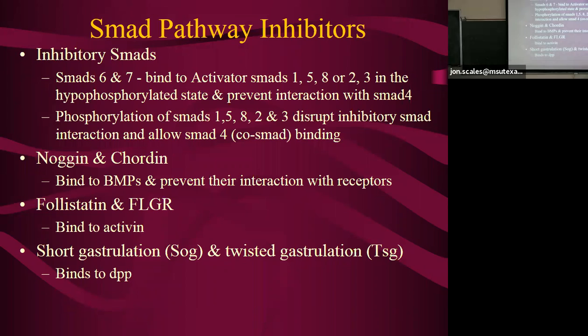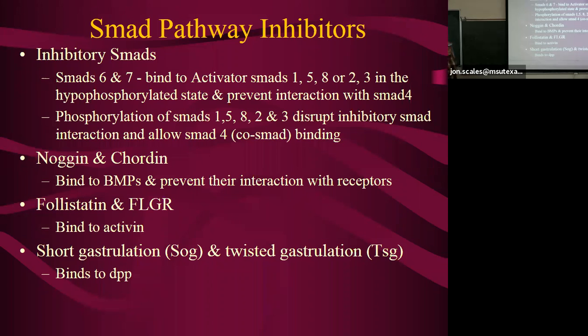Again, the I-SMADs have names, numbers really, 6 and 7. And so 6 binds 1, 5, 8, and 7 binds 2, 3. In the unphosphorylated state would be another way of writing hypo. They like to write hypo because it just means less phosphorylated. They're not sure it's completely unphosphorylated. And then once they're phosphorylated, SMAD4 gets to bind.